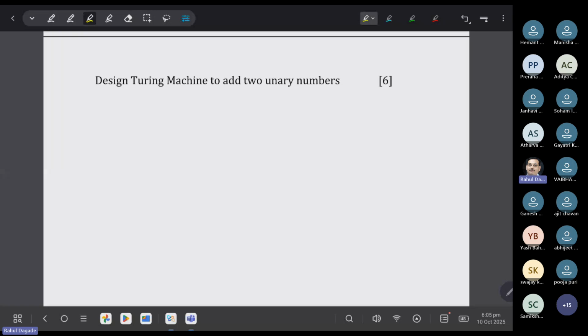Yesterday, we started with Turing Machine and we saw some of the problems related to Turing Machine. Now, continuing with it, let us see the next problem. Design a Turing Machine to add two unary numbers. Now, what do you mean by a unary number?